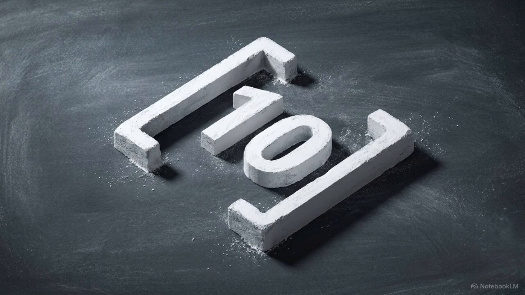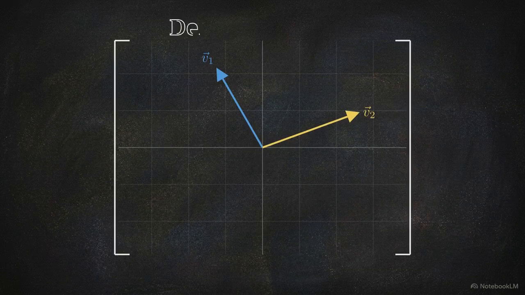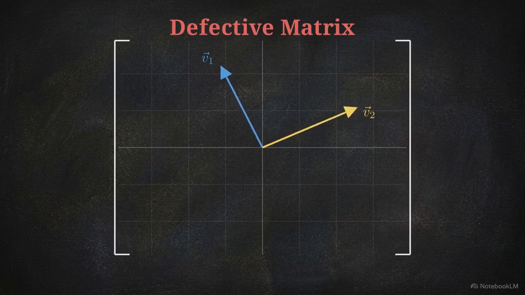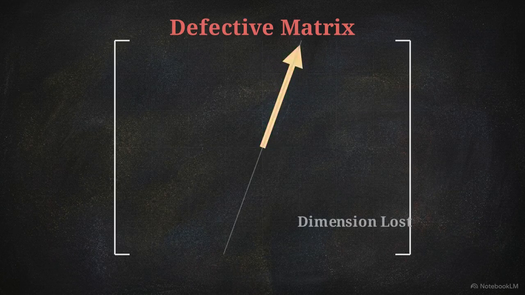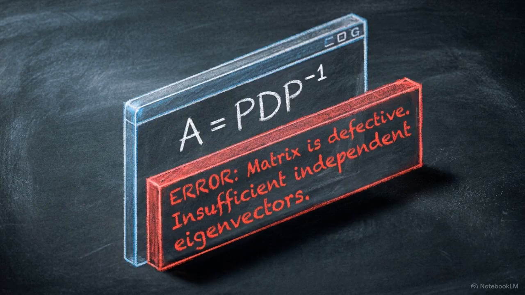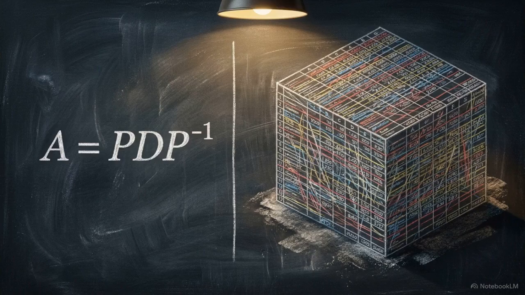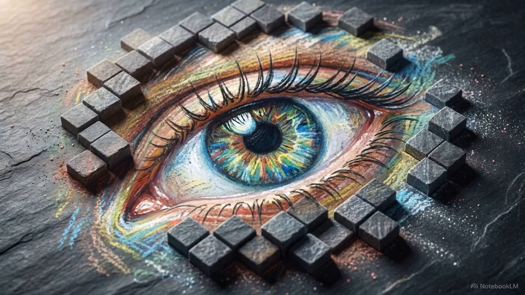This elegant decoupling carries a strict mathematical constraint. It requires a perfectly square matrix. Even some square matrices fail this test. If a matrix lacks enough independent eigenvectors to form a complete basis for the space, it is a defective matrix. The formula breaks down. This pure math requirement collides with reality.